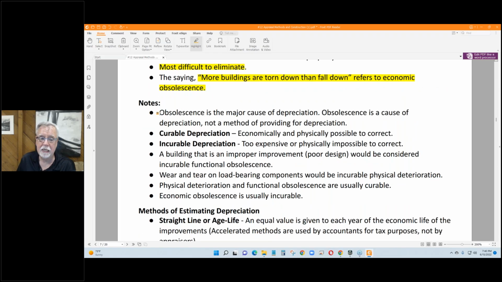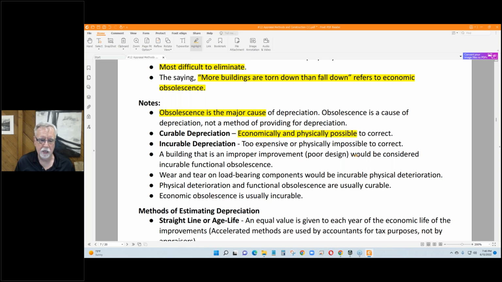So obsolescence is the major cause of depreciation. It is a cause, but not a method of providing for. It's just a question on the exam, providing for. It's not that, it's a cause of depreciation. Depreciation can be curable or incurable. Curable means economic and physically possible.